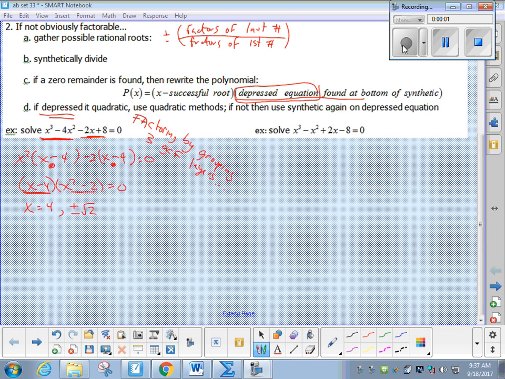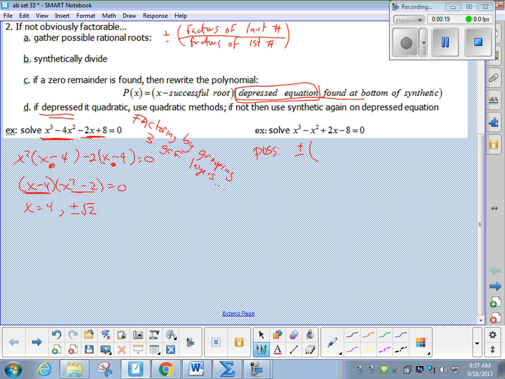Is factoring by grouping a possibility here? It feels like no matter what, you're going to get an x minus 1 here, not an x minus 1 there, right? So the answer is no, it's not. So you make your possible list.